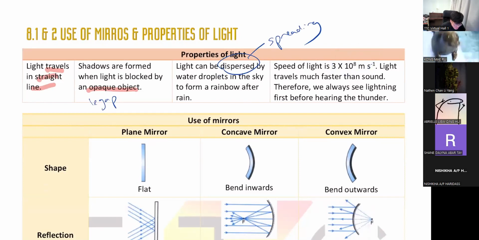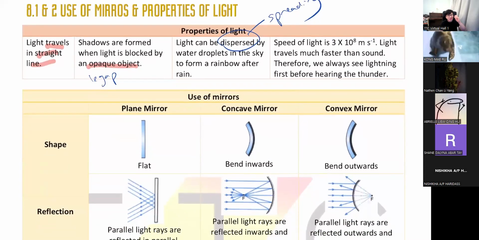So that's why we see lightning before we hear thunder. Because light goes very quickly. So very straightforward points lah.